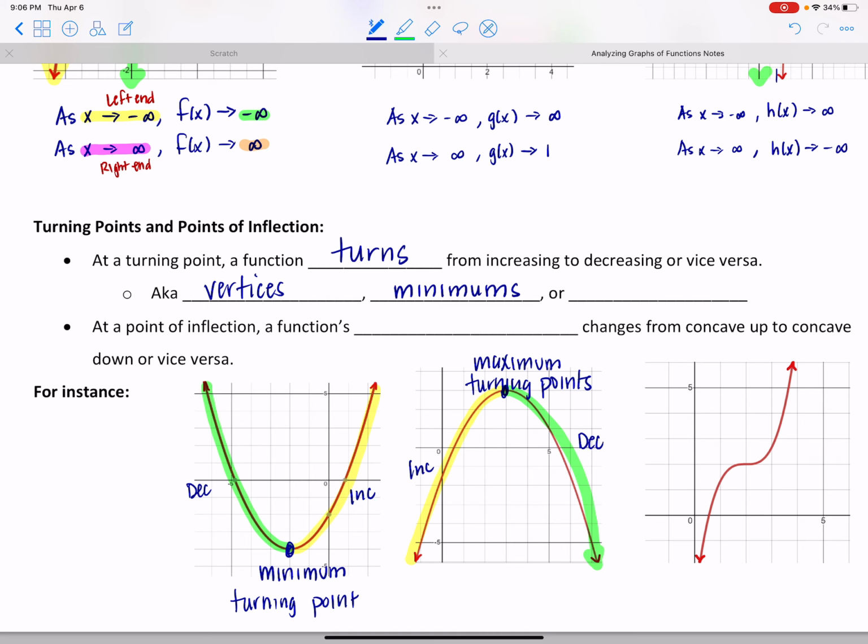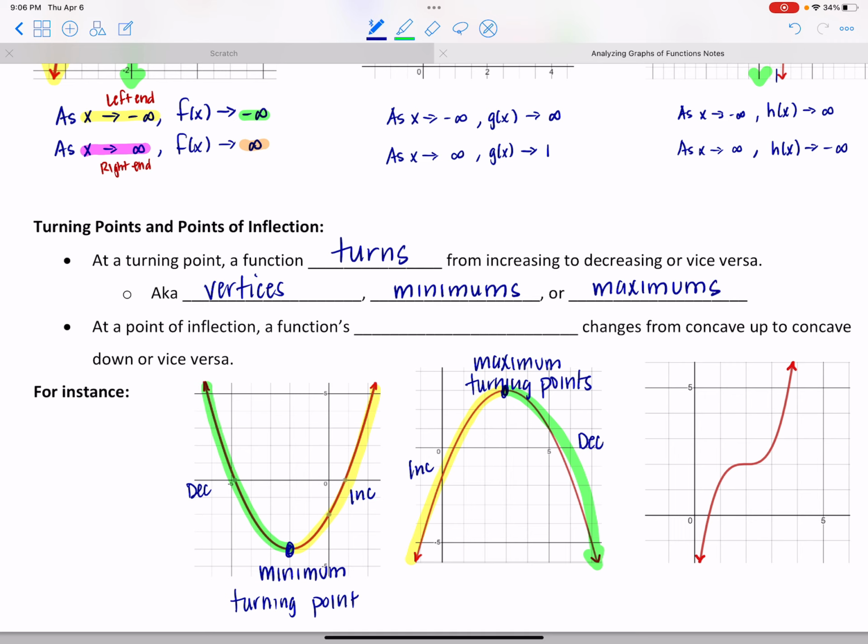So our turning points, again, are changing from increasing or decreasing to vice versa. When we go from decreasing to increasing, that turning point represents a minimum. And when we go from increasing to decreasing, then that turning point represents a maximum. And those can also be called vertices. So our turning points could be called vertices, and they could represent minimums or they could represent maximums in our graph.